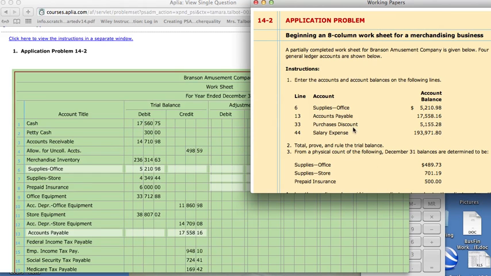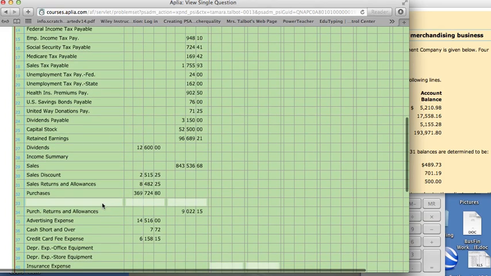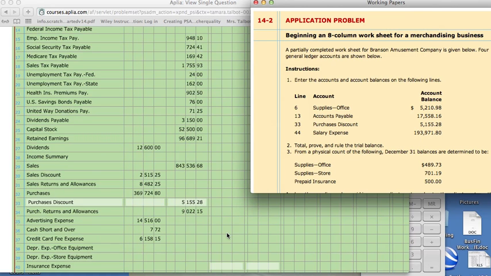Another balance they want us to put in is purchases discount. Purchases discount takes away from our purchases account. It is a contra account to purchases, so it is a credit balance, $5,155.28. And the last one, that's too much, sorry, $5,155.28. There we go.